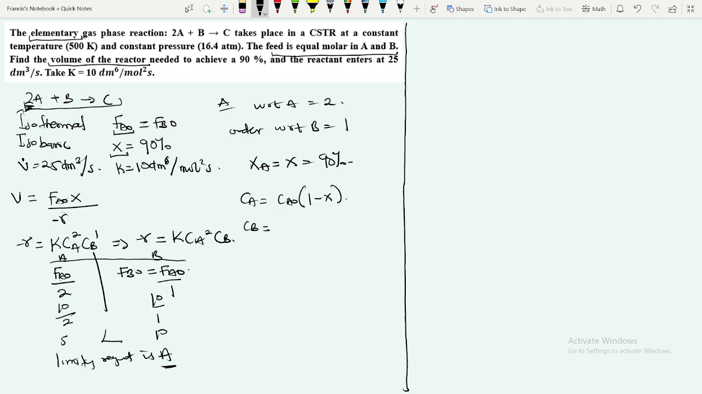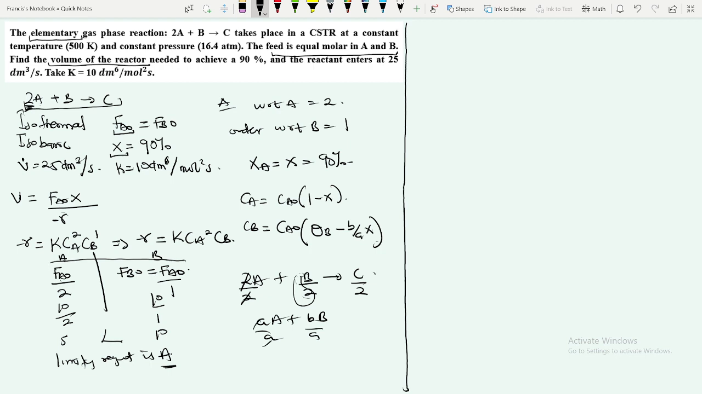Now for our C_B, because A is the limiting reactant, you have to write C_B in terms of C_A naught or in terms of the conversion of A. So that becomes C_A naught multiplying (theta B minus b over a X). We did this from the stoichiometric tables. So 2A plus B going into C. We first have to divide by the coefficient of the limiting reactant, and that gives us A plus B over 2 going to C over 2. So this part is what we call the b over a. Because if it was in this format, then I divide 2 by a, and then our b over a becomes this. Now our b over a here is equal to 1 over 2.